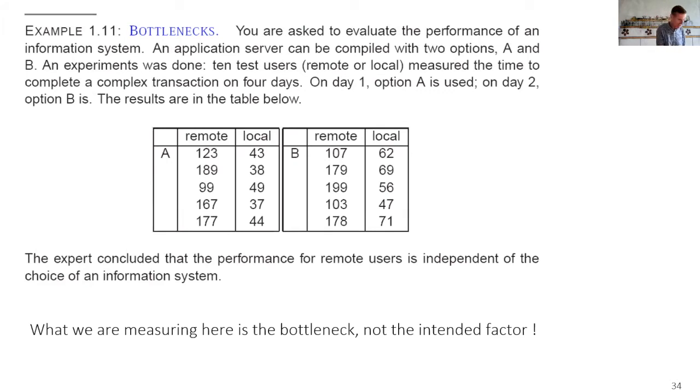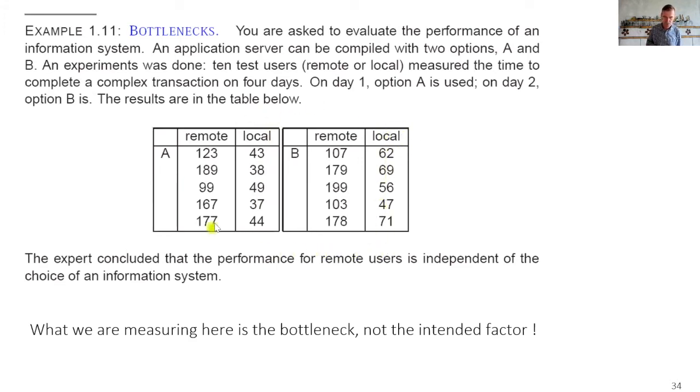Here's an example that will explain what can happen when you're not aware of bottlenecks. So those guys who did this analysis here were asked to evaluate the performance of two compiler options. So they compile the big systems with option A and with option B. And then we did experiments on the performance here by measuring the time to complete a complex transaction. So the time is here in milliseconds. And for configuration A, with a set of compiler options A, this is the time we find, and same for B. And we did it by having remote users that are accessing the system remotely, and local users that are accessing them via the intranet here.